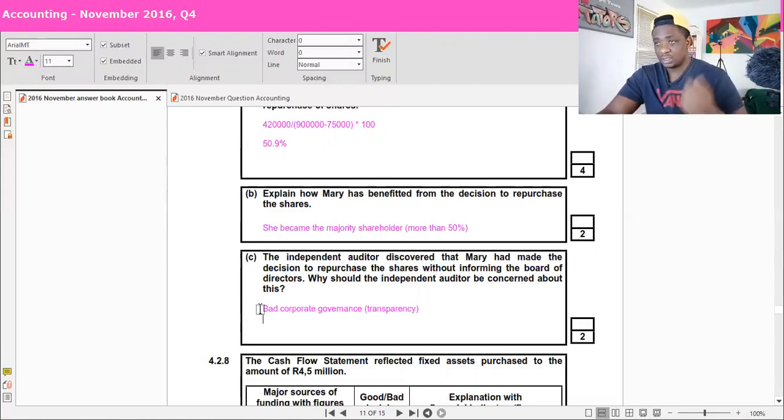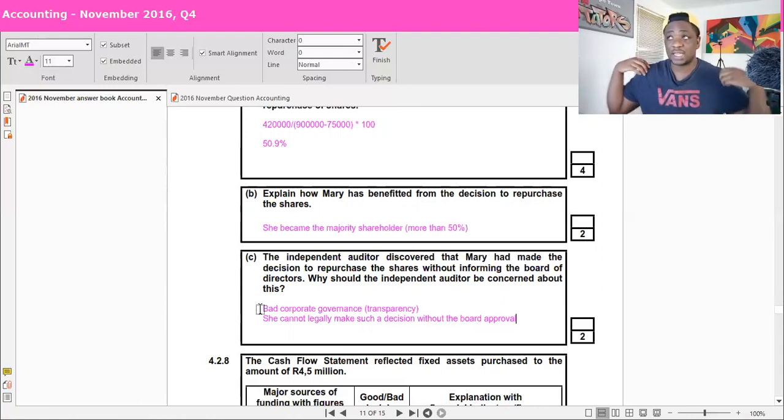And then also, she cannot legally make such a decision without the board approval. So that decision would need to be looked at to see if she is breaking any laws as it relates to the Companies Act, because she ought to have other directors voting on the issue and going ahead then with the repurchase of shares.